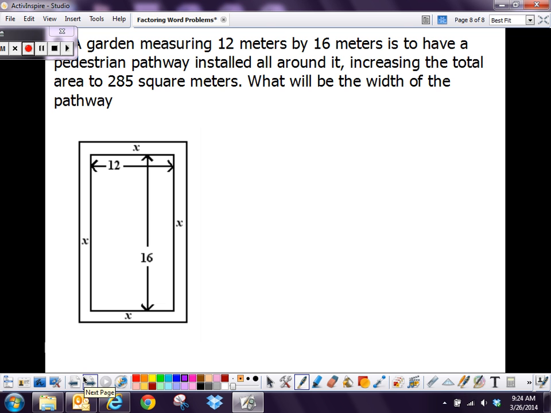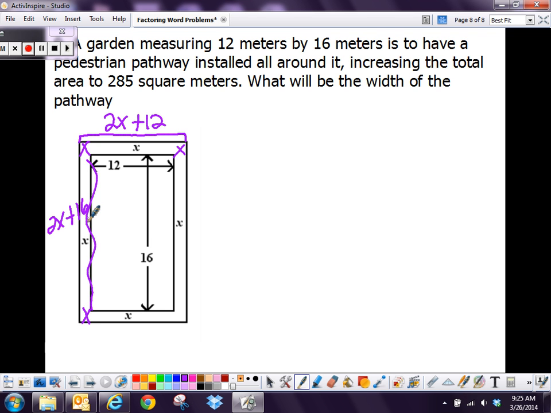And the last problem. A garden measuring 12 meters by 16 meters is to have a pedestrian pathway installed all around it, increasing the total area to 285 square meters. What will be the width of the pathway? Okay, so I want to look, and this is where my pathway and my garden is together. So I have to think that this is X and this is X, because I don't know what those are. So this whole side is going to be X plus X, which is 2X, plus 12. And then my whole length is going to be the 16 plus X, so 2X plus 16.